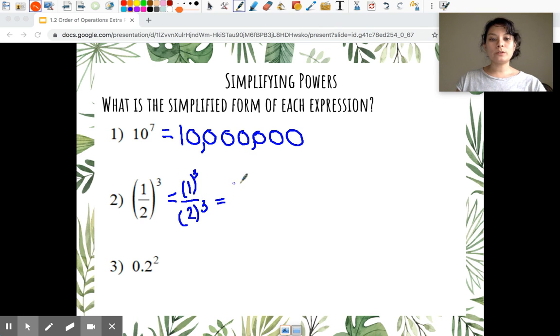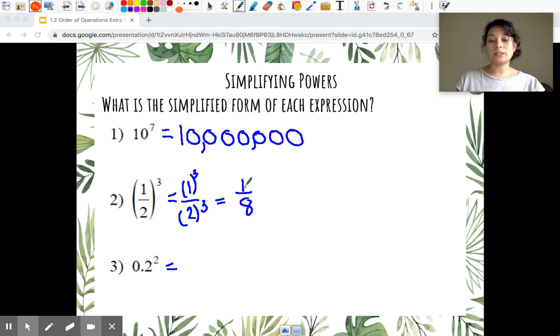So if I cube the numerator, 1 raised to any power is just going to give me 1. And if I cube the denominator, that's going to give me 8. And if you have a fraction that can reduce before you raise it to an exponent, it is highly recommended that you reduce first before you apply the exponent. Otherwise, your final answer will need to be reduced, and then you're reducing much larger numbers. So always make sure that before you evaluate a power, if it's a fraction, that fraction is simplified.